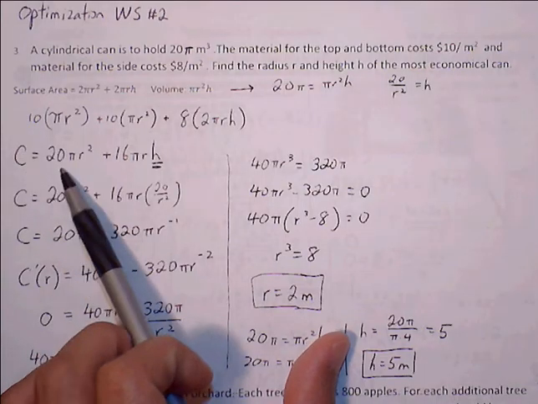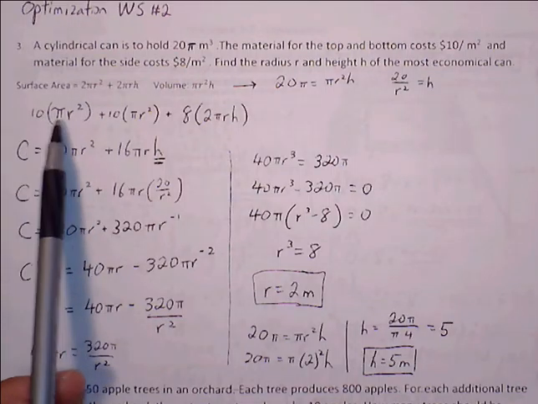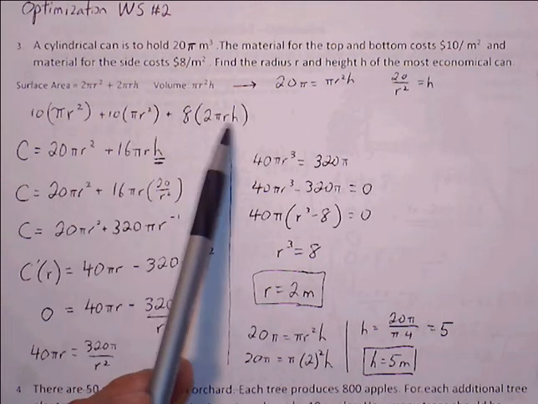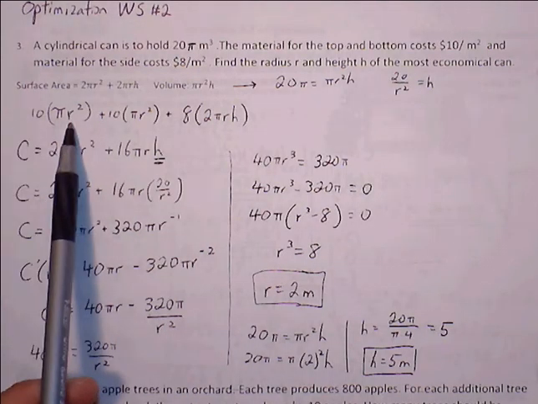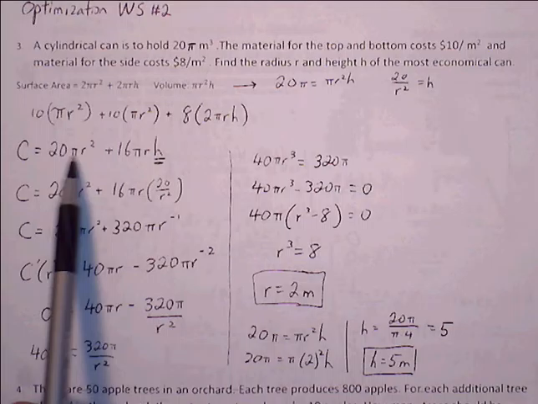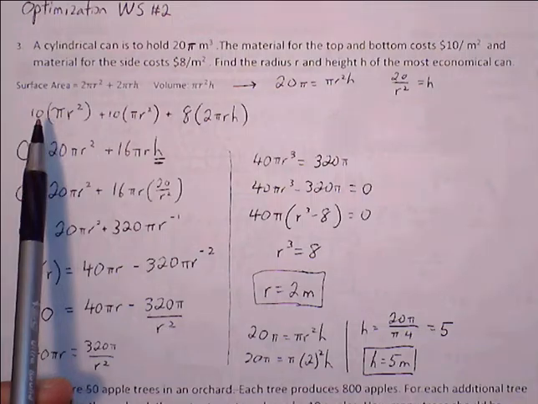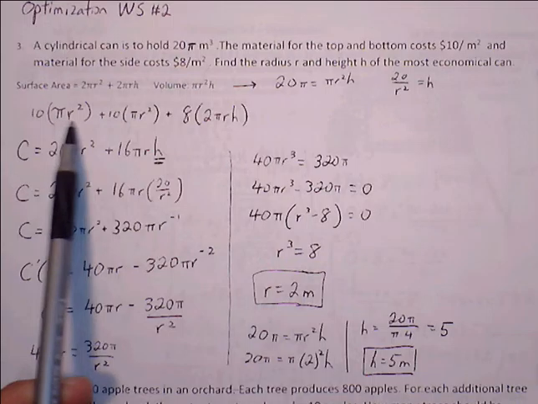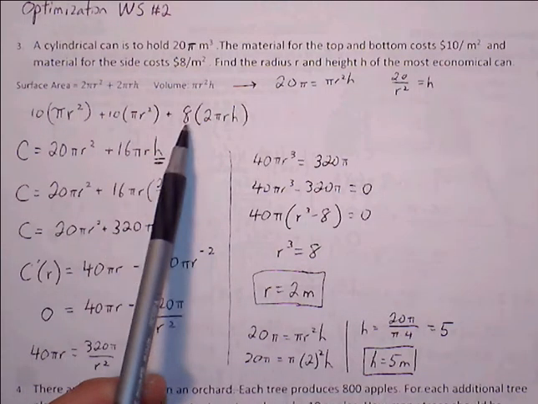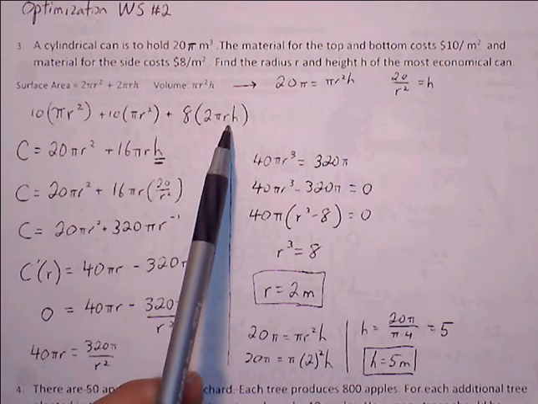So let's think about what the cost formula looks like. The cost formula is going to be $10 for each of the bases and $8 for the sides, the material for the sides, so $8 per square meter. If we combine that together, we get 10 pi r squared plus 10 pi r squared will be 20 pi r squared, plus 16 pi r h. Again, $10 for the area of the base, another $10 for the other base, and $8 for the material involved with the sides, creating the can.